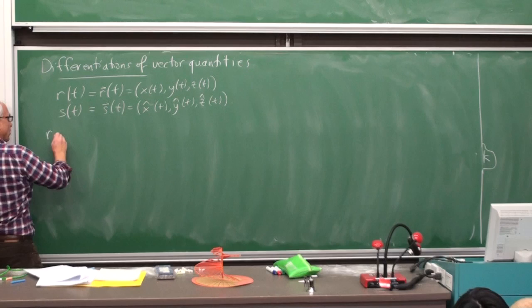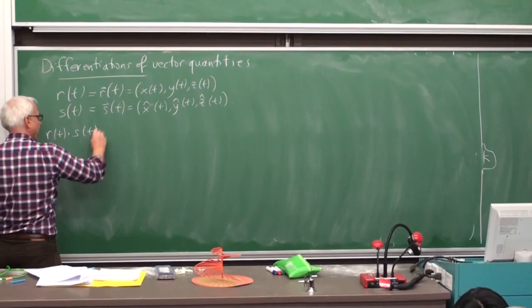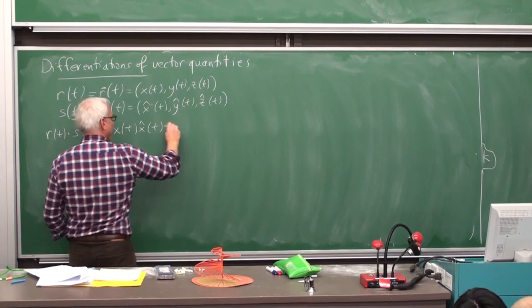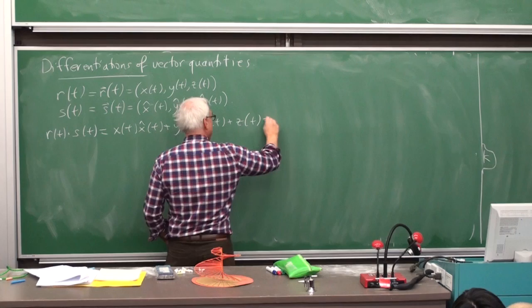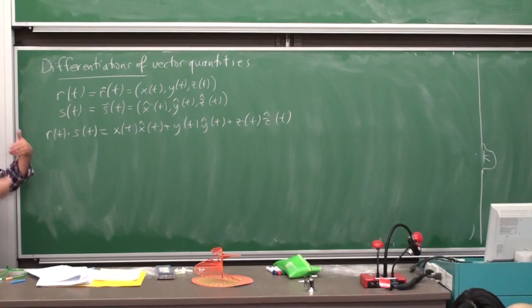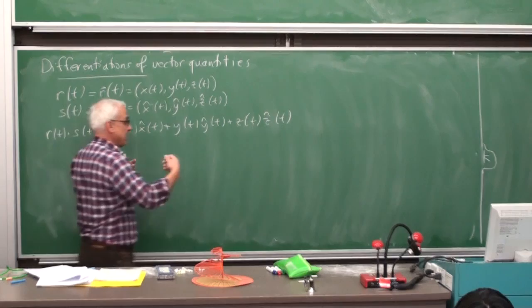So r of t dot s of t is just the obvious thing, x of t, x hat of t, plus y of t, y hat of t, plus z of t, z hat of t. And that's actually a number, which is actually a function of t, because the dot product of the two vectors is a number. So that's a single-valued function of t. Maybe we'll call it f of t.